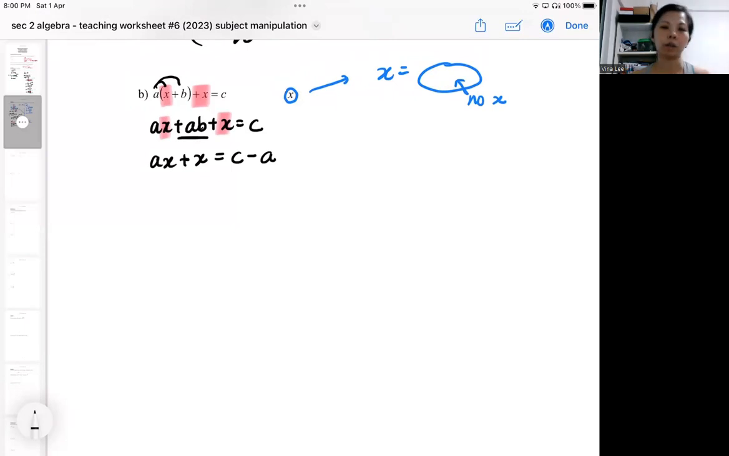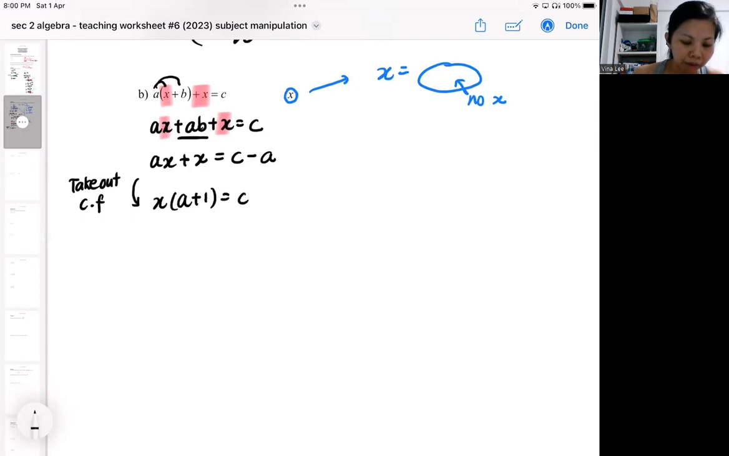So sometimes at this stage, some people will ask, so how do I continue from here? Another technique that a lot of people will forget will be the take out common factor. Some students will forget, you learn the method, but sometimes you will forget that you can actually do this method. Once you take out common factor, this is a multiplication. You can divide both sides by a plus 1. So the next step, I'm going to divide both sides by a plus 1.